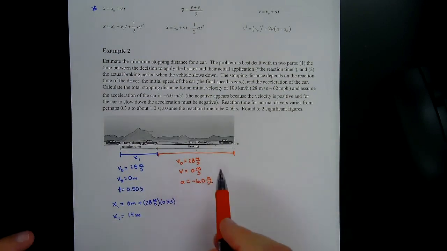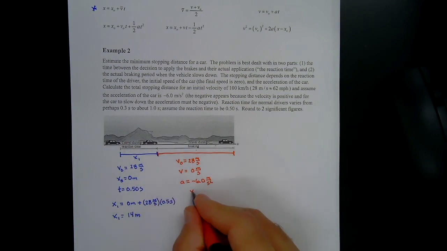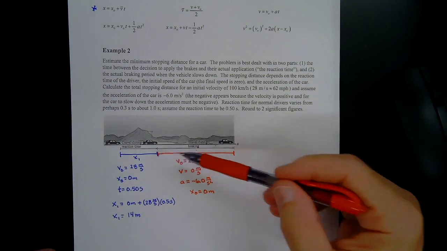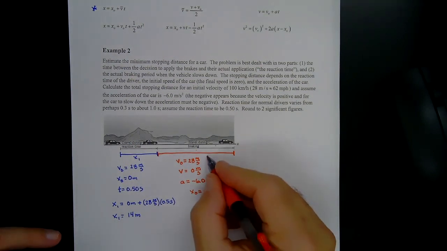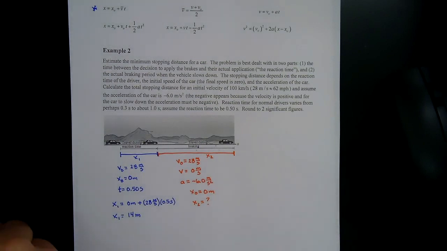Okay, so now I'm doing a whole new problem. So now for this, I'm going to call this my x sub 0. I'm going to call x sub 0 equal to 0 meters again, because I'm only talking about from here to here. Now there's other ways you could do this, but this is just one way. So from here to here, it's 0 meters. And so I want to find, and I should have labeled this, I'm going to label this x sub 2. So that's what I'm trying to find. I'm trying to find x sub 2.